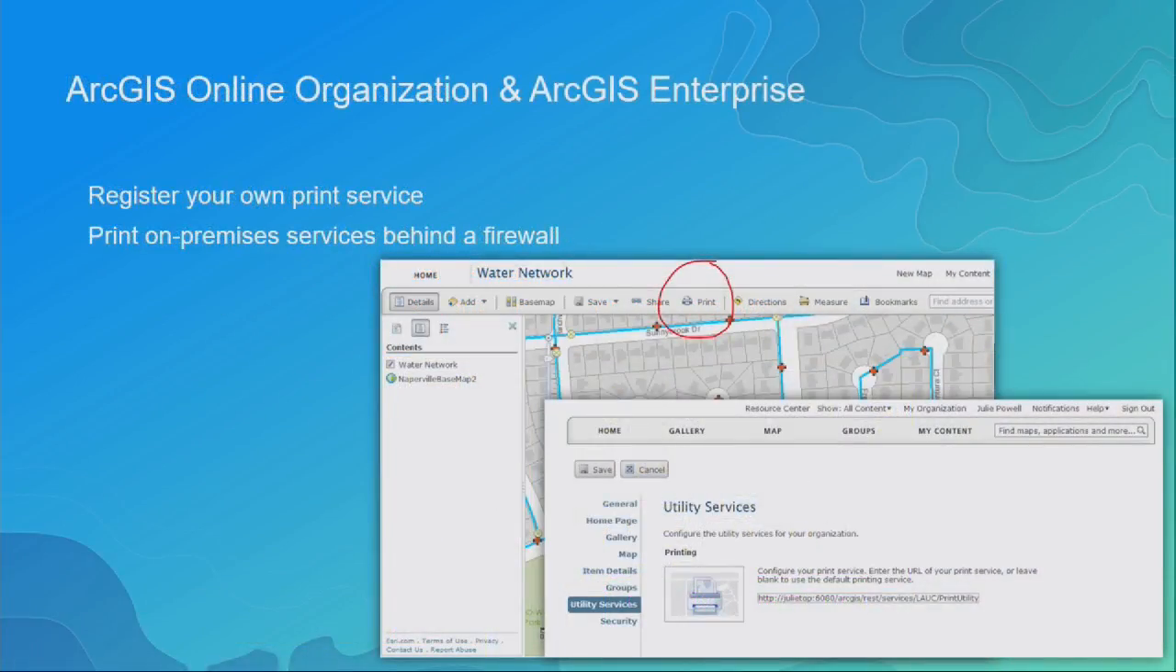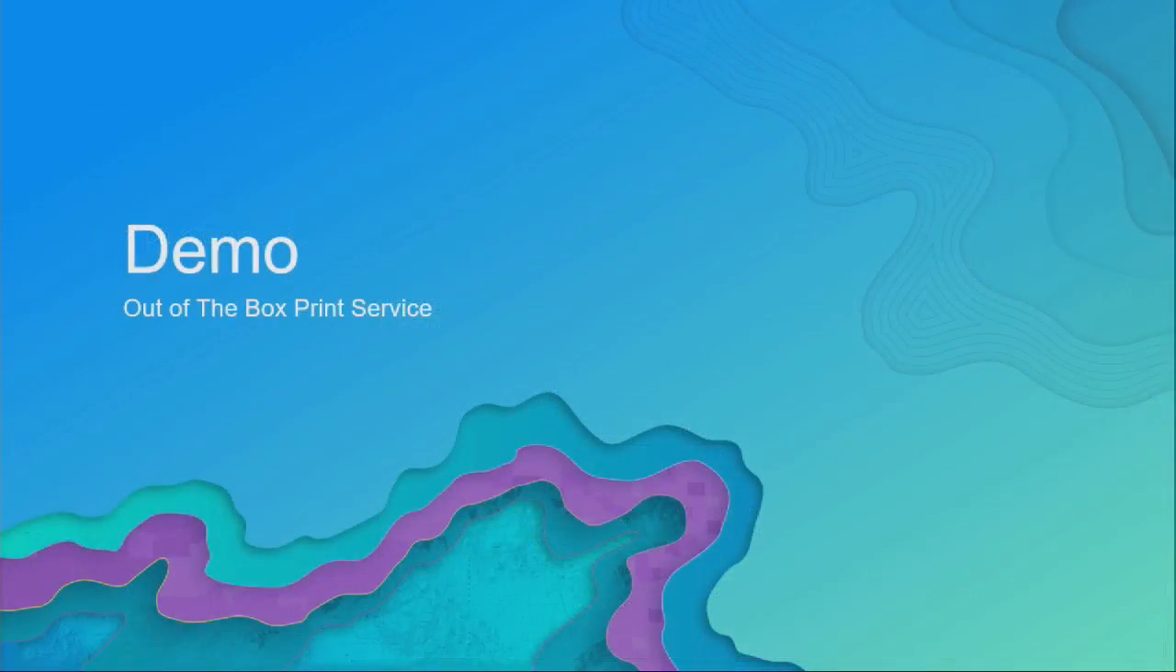If you're using ArcGIS Online or ArcGIS Enterprise, you just register your own print service. If you want to do that on-premises case where you're printing behind a firewall, you'll want to use an on-premises print service with your organizational account. And that really enables that print command at the top of the viewer window there. So you'll see that, and that's administered through utility services in your organization's settings. And we'll flip over to Tanu, and he'll demonstrate the out-of-the-box print service.